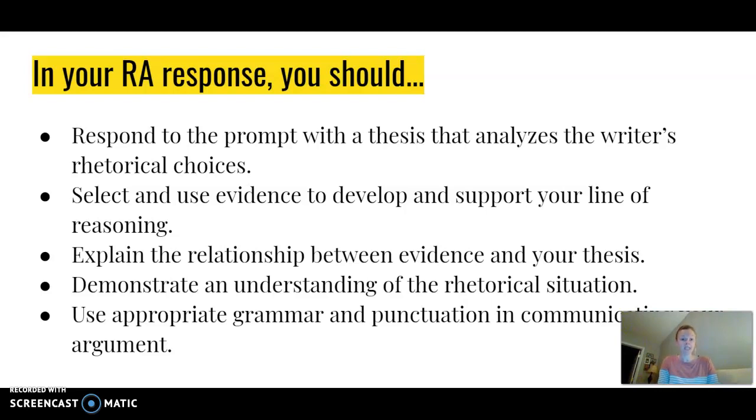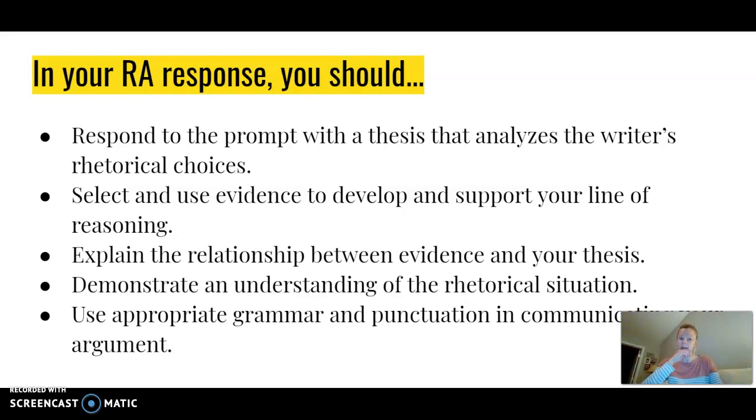You need to explain the relationship between evidence and your thesis. That's what really rounds out your essay. It's just another way of saying, so what? So you brought me this great evidence, so what? Why do I care? Connect it back to your thesis and show us what it is doing to boost your thesis.